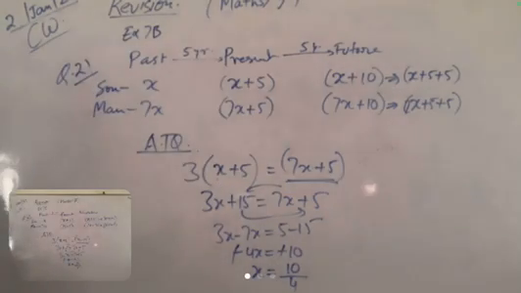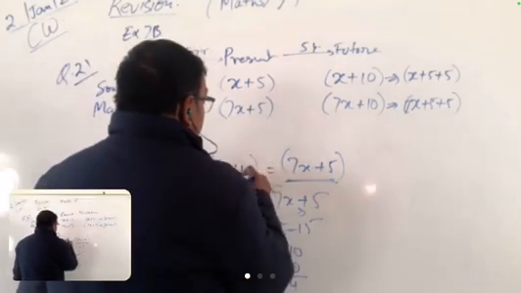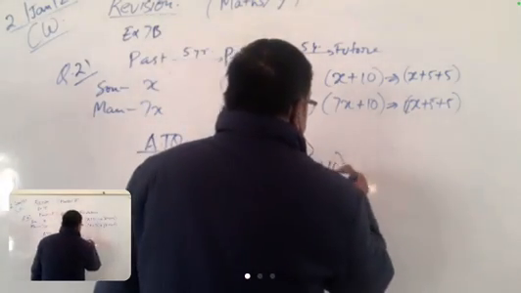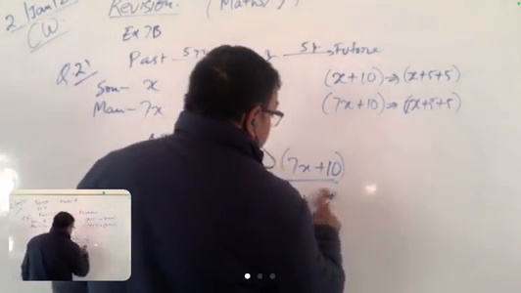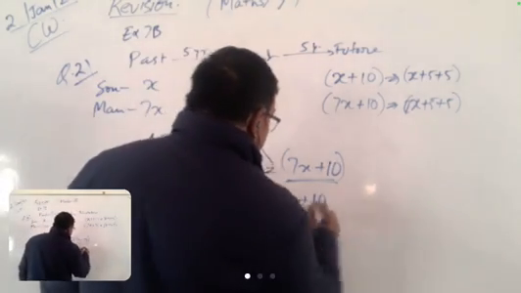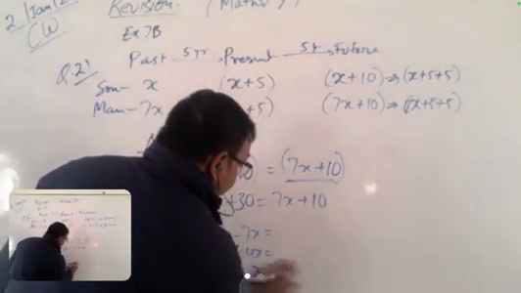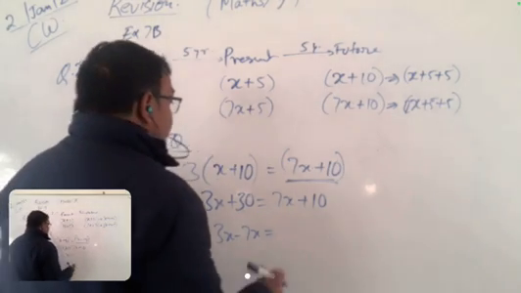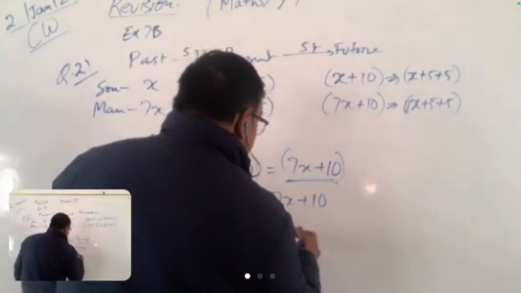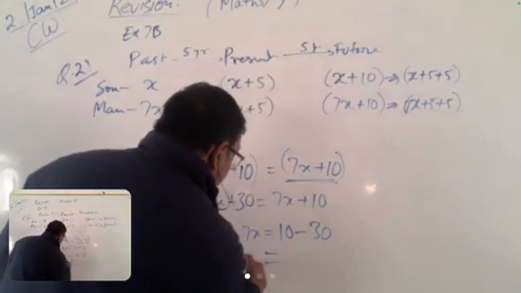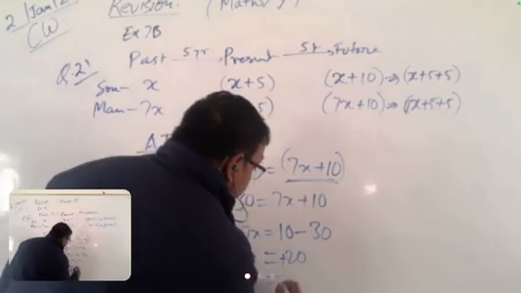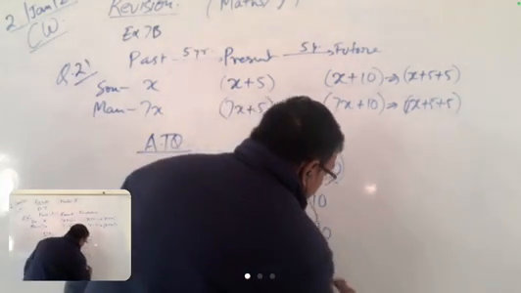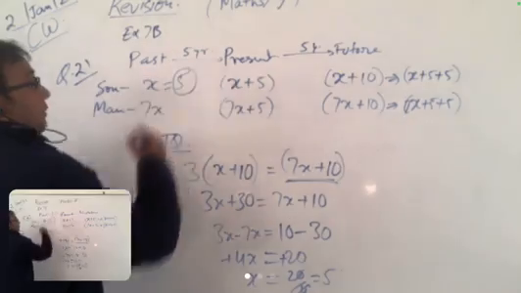कुछ गड़बड़ हो गया क्या? ओह सॉरी यार, 5 क्यों लिया है? 10 है ये. It will be 30, sorry, and this is 10. So 10 minus 30, which is equal to minus 4x is equal to minus 20. Now x is equal to, minus minus cancel. So 20 upon 4 is equal to 5. Here the age is 5.